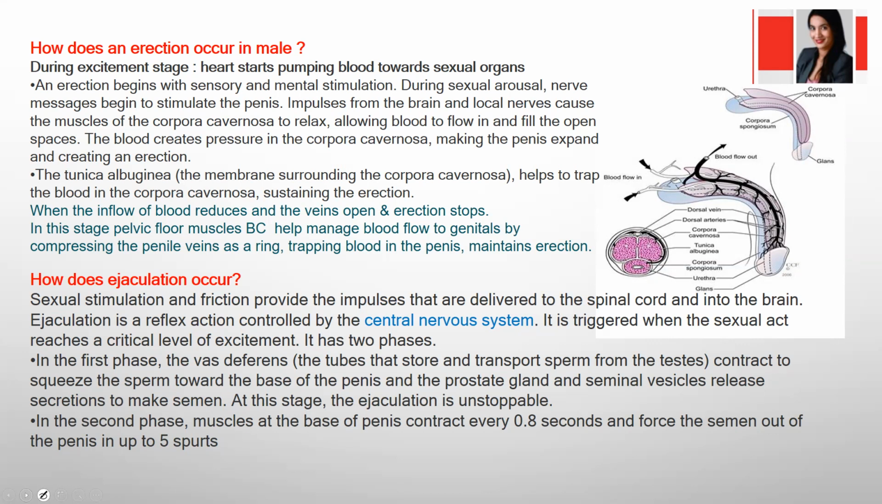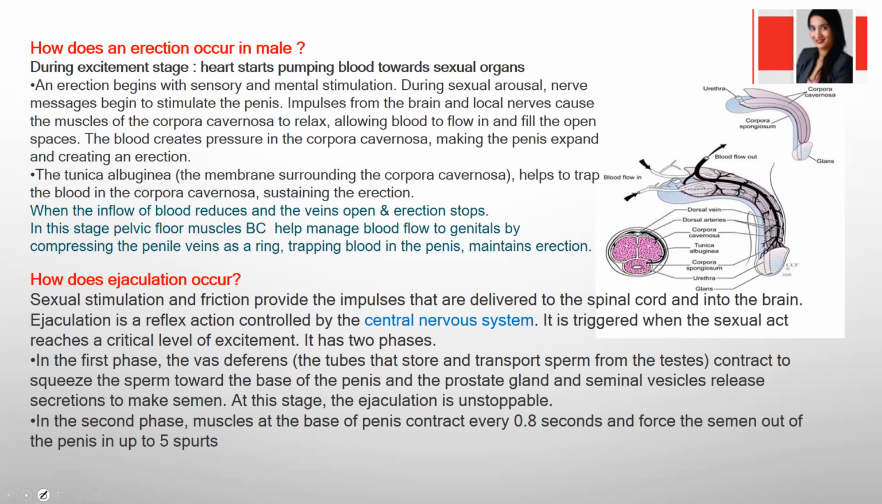In this stage, the pelvic floor muscles, bulbocavernosus, help manage blood flow to the genitals by compressing the penile veins as a ring. As I told you, the bulbocavernosus and pelvic floor muscles will grasp the penile root and body, create a ring, and help in trapping the blood in the penile structure, which helps in maintaining the erection. So if the patient is having erectile dysfunction, we have a role. We can strengthen the pelvic floor if they are weak. That is one of the causative factors. We can definitely help our patient. So this is how the erection happens, and how the flaccid penis is there.